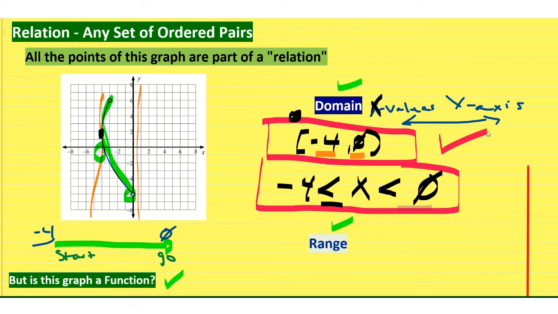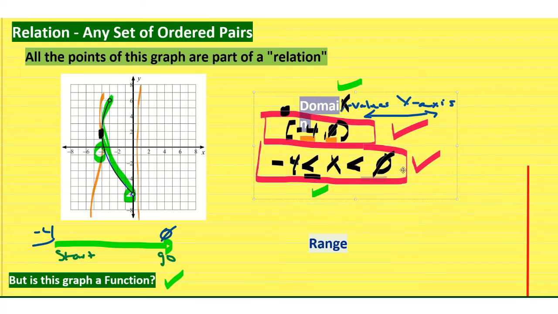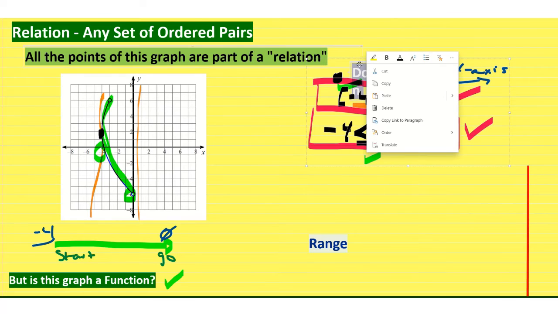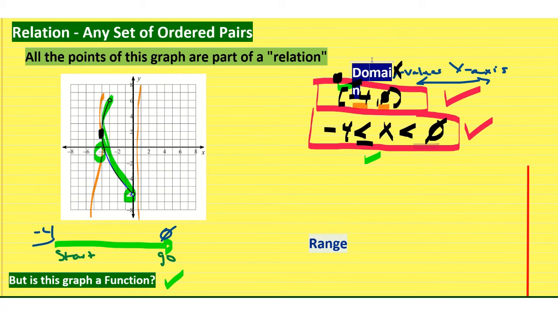This is a way to show what our domain is. This is another way to show what our domain is for this particular graph. So now let's talk about the range. Let's make all this stuff a little bit smaller so we get some room to work here. Okay, let's take that off. Domain. Put that up there, make that box bigger.